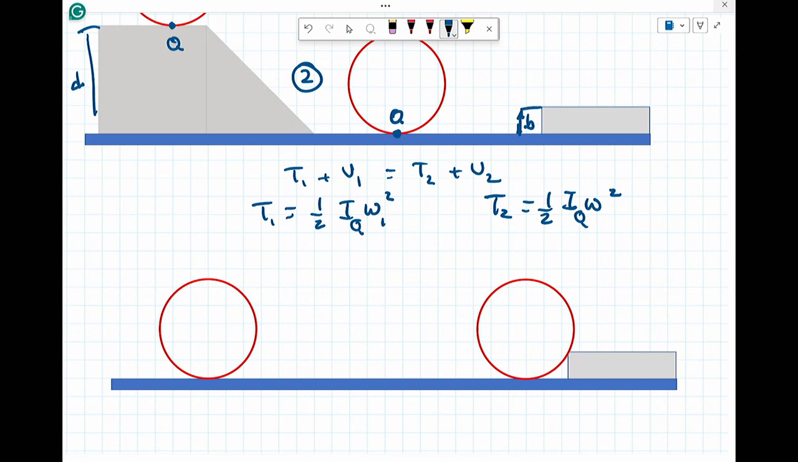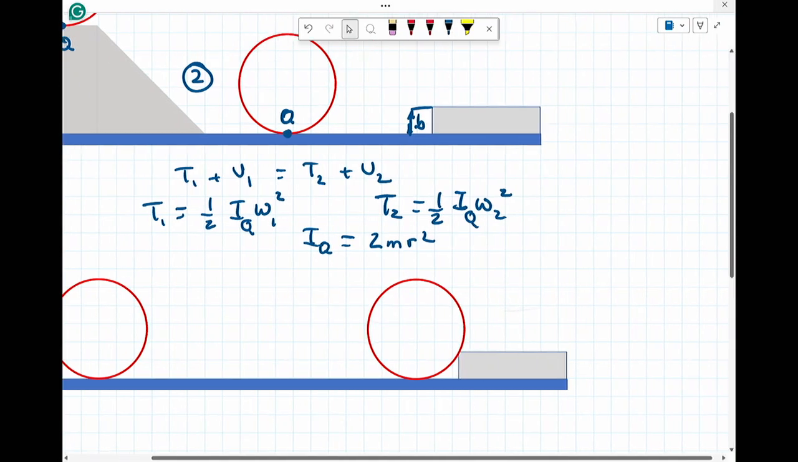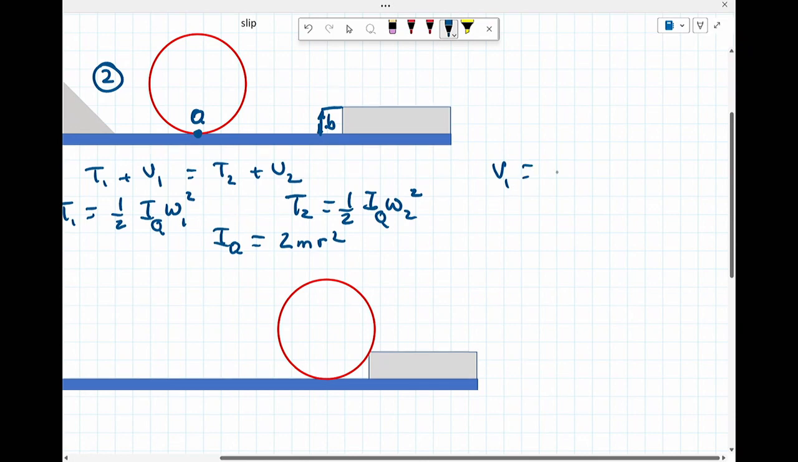I have rolling without slip, and so that point has 0 velocity, but it has an angular velocity. So I can say omega 1, omega 2, I_Q. Okay, so everything has been transferred to that point, and I'm referencing everything to it. If you use the parallel axis theorem, you'll end up with I_Q equal to twice mass times r squared. And you know what? I'd encourage you to do that, because I'm going to run out of space.